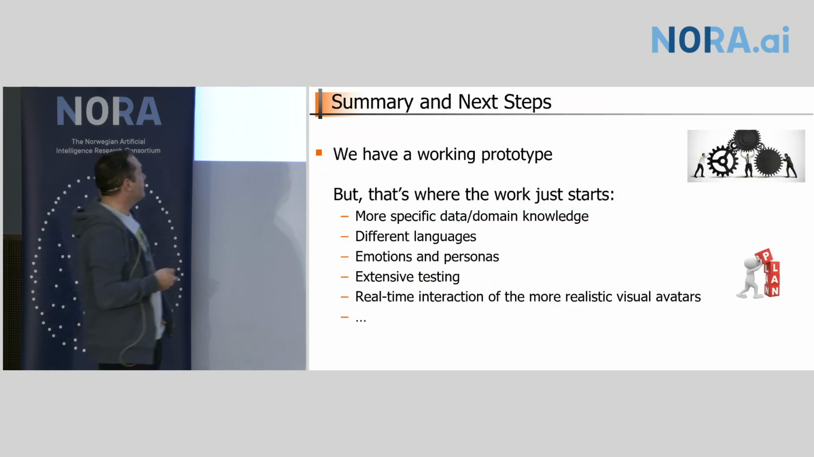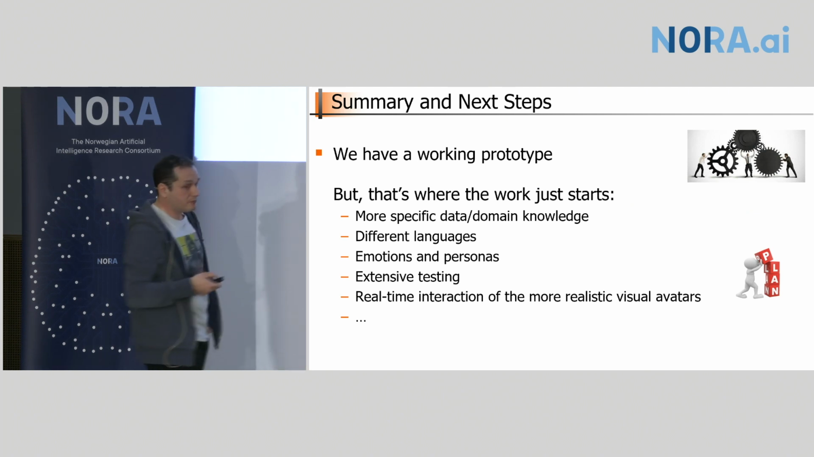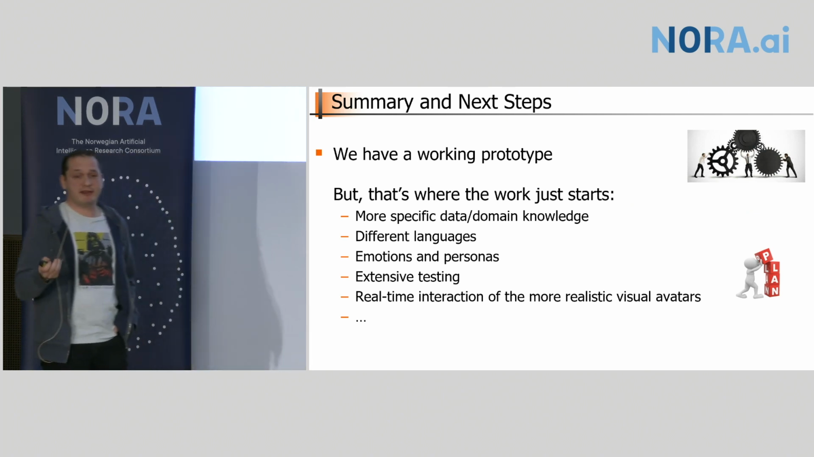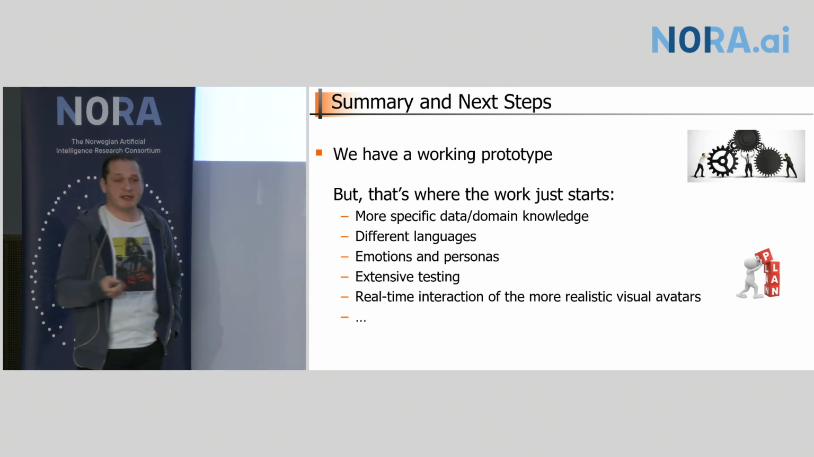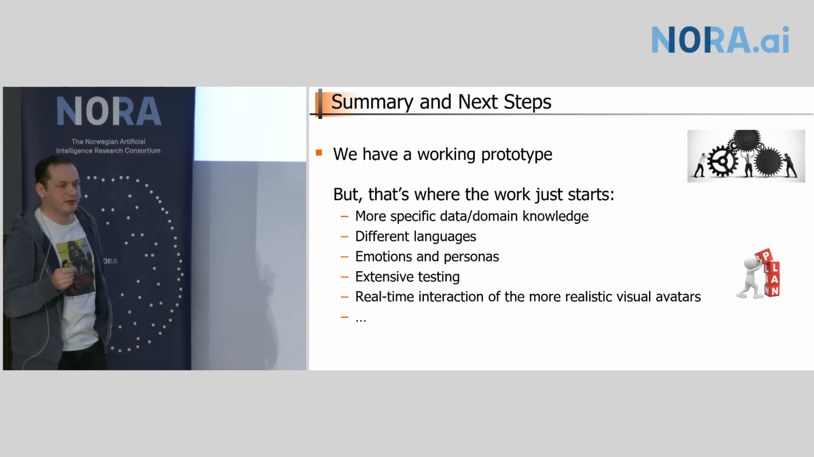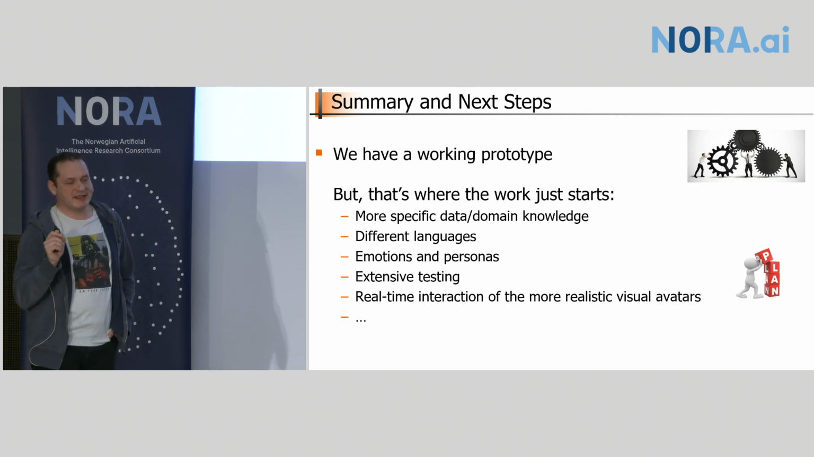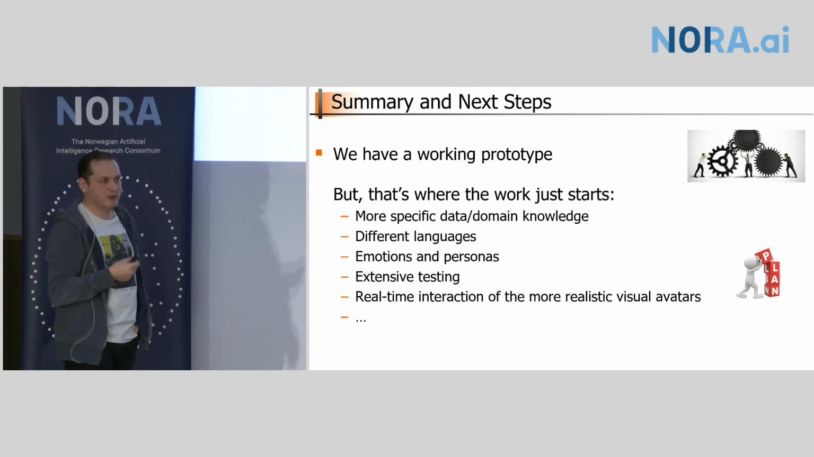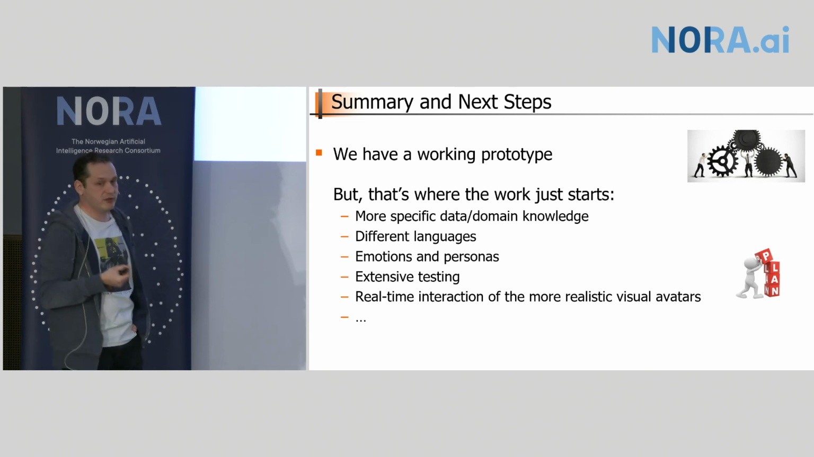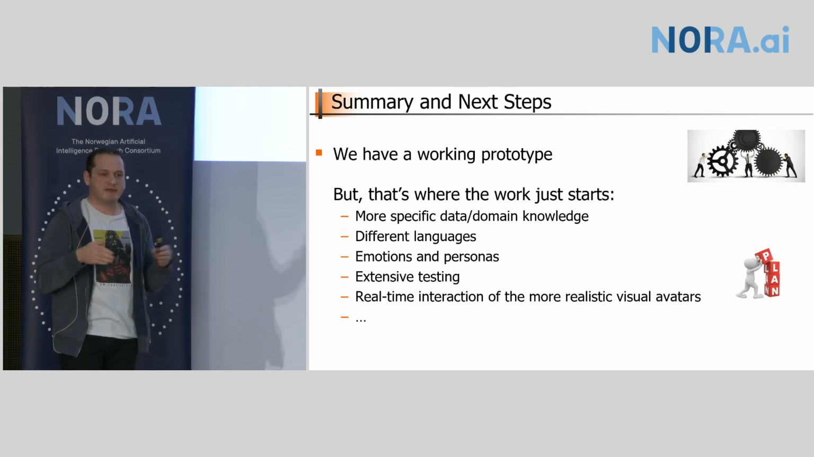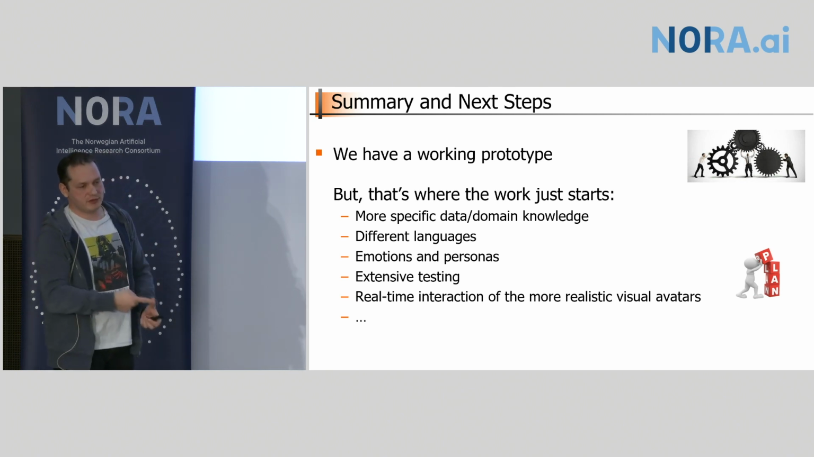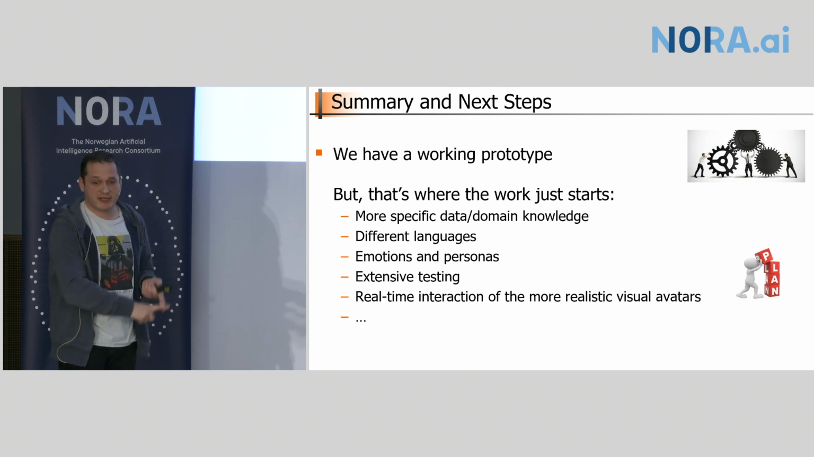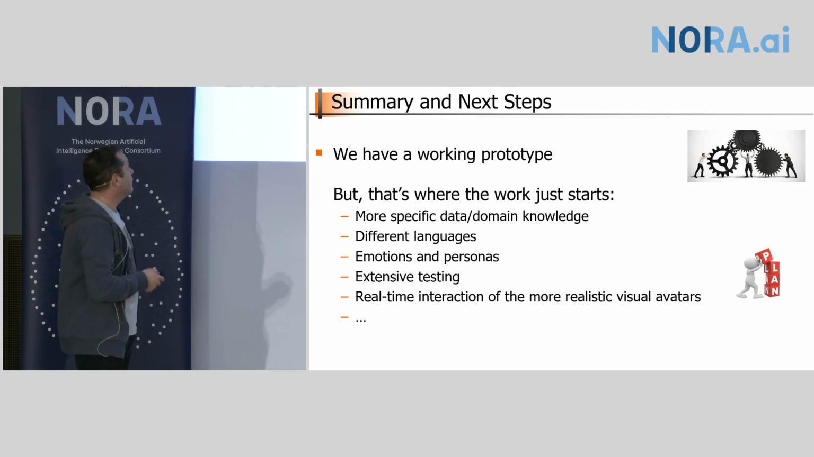So is everything solved? No, of course not. We have a working prototype, so people can start using the system. But now the real work starts, because there are a lot of things we don't understand about how it influences the behavior of people. That's the beauty of research together with social scientists: you can really dig into that. How does emotion influence people? How do the visuals influence people, and so on? So there's a lot of things to do.